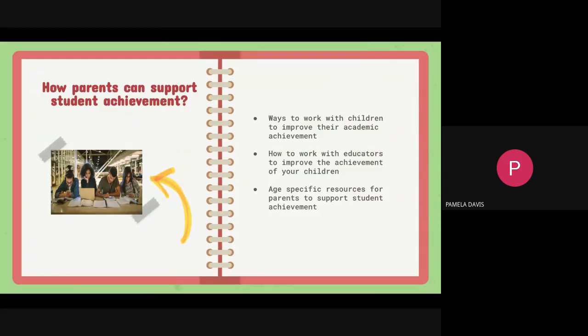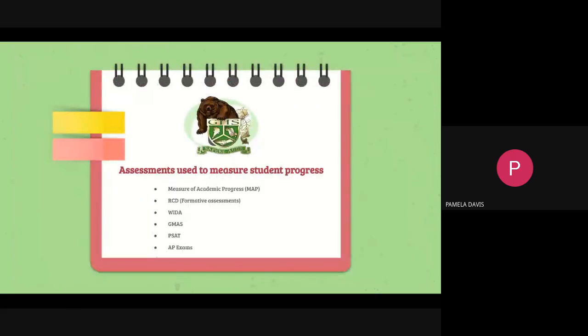One other exam that I didn't talk about, but it's not an exam, goes along with RCD, and we use what is called Mastery Connect, and that's tied to RCD. Okay, thank you. Any questions?